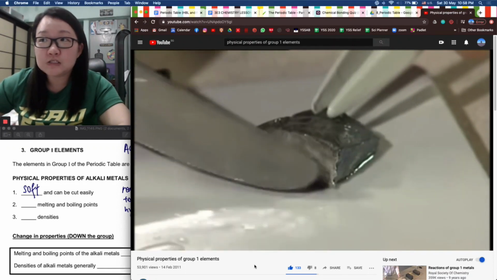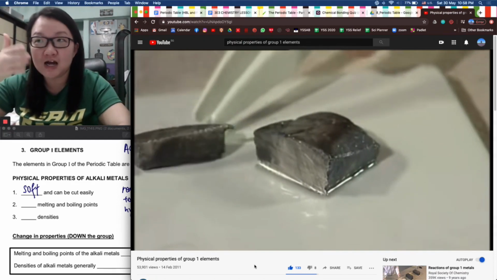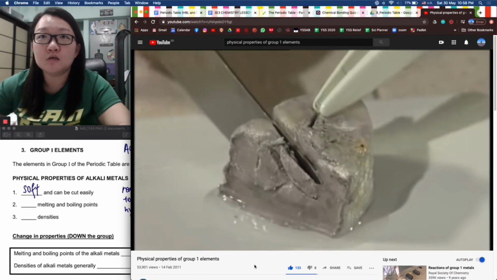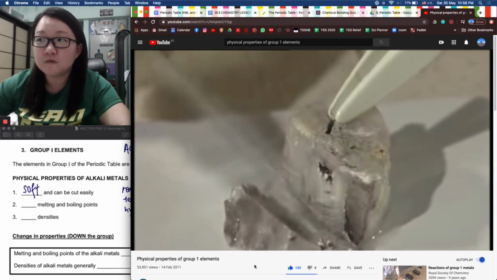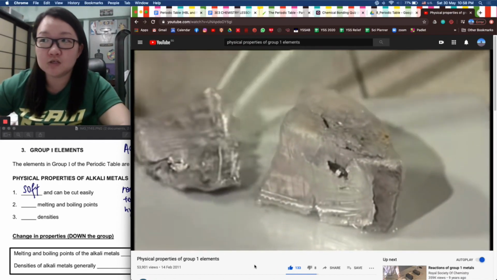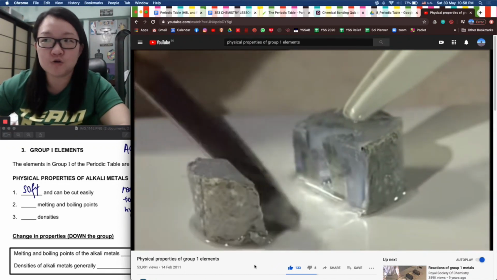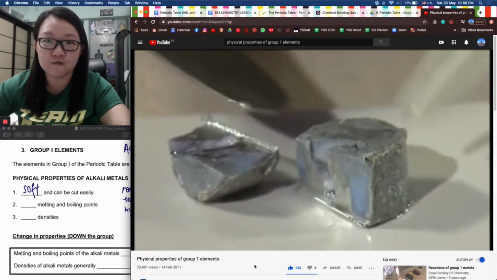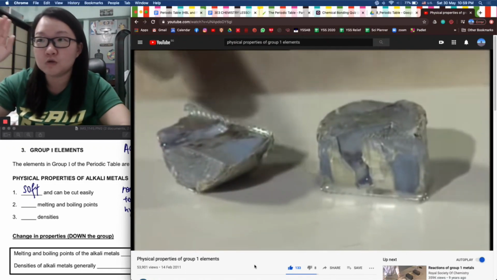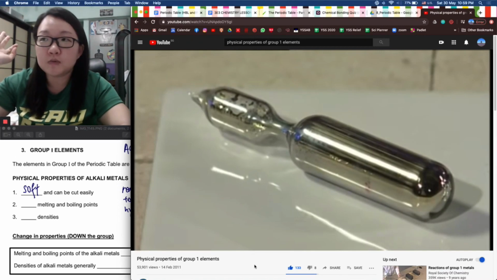You realize that the metal is grayish in color, but once you freshly cut the metal, you will realize that it forms a silvery layer. Once you freshly cut into it, it's still silver, but if you leave it to stand for a while, you'll notice that it starts to become gray again because oxidation would have taken place. Because group 1 metals are very reactive, they will react with oxygen in the air. You'll learn about that a bit more in redox.